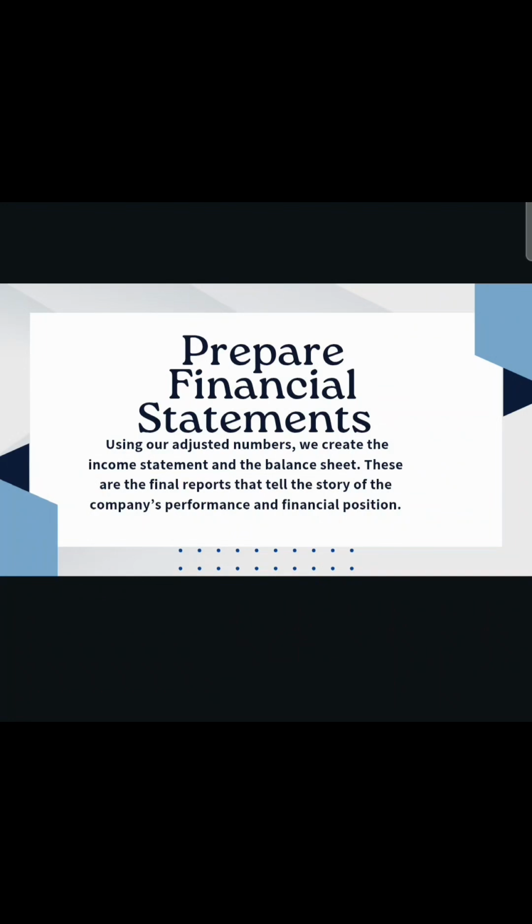Using our adjusted numbers, we create the financial statements, which are the income statement, statement of owner's equity, balance sheet, also called statement of financial position, cash flow statement, and note disclosures. These are the final reports that tell us the story of the company's financial position. They are used internally and externally.